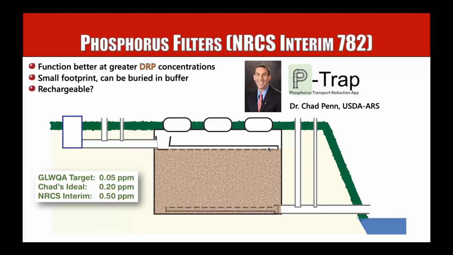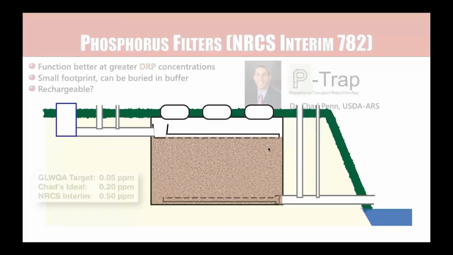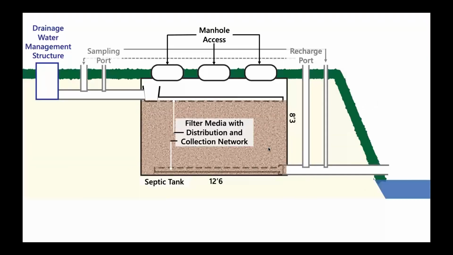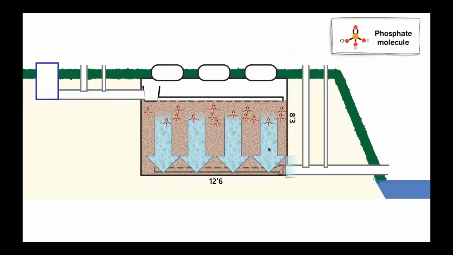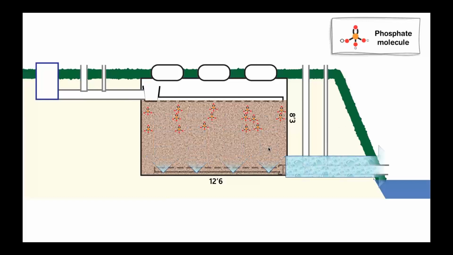So there's media. You see the big block in the middle, that's a structure, oftentimes a concrete structure. It could also be a hole dug in the soil, and within that hole we put our media that can absorb phosphorus. So the way these work, you can see the structure here. We have a drainage water management structure that guides water into it. We have access to the top. So here comes our phosphorus going into the media. Water's flowing through, the phosphorus gets trapped in the media, and then clean water comes out of that system.